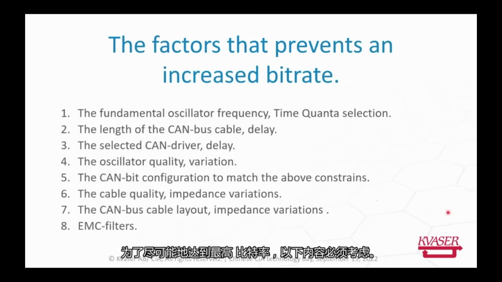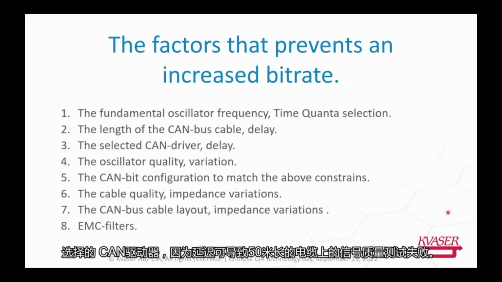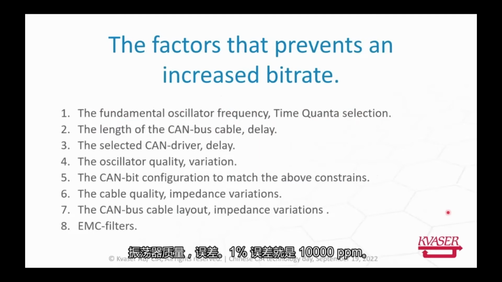Here is a list of details that must be considered to get the highest possible bitrate. First of all, it's necessary to select an oscillator frequency to get the correct length and number of time quanta in the bit. The length of the CAN bus cable causes delays, which is 5 nanoseconds per meter. The selected CAN driver, because the delay can cause trouble with a 50 meter cable and signal quality.